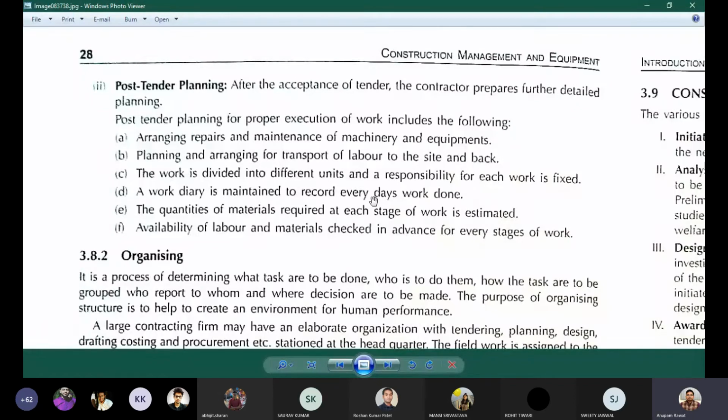The work diary is maintained to record every day of work done. The quantities of the material required at each stage also need to be estimated, and availability of labor and material checked in advance for every stage of work. So after the post-tendering process, basically during the execution of work, these are the plans which are required.